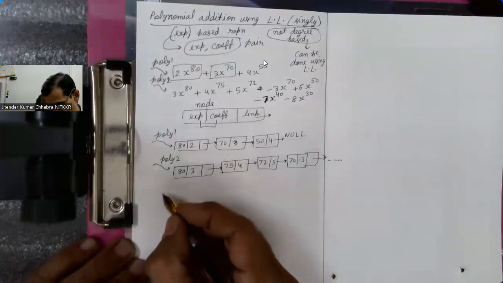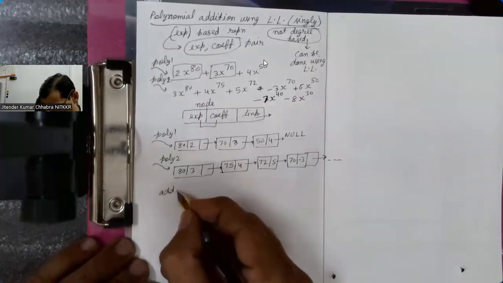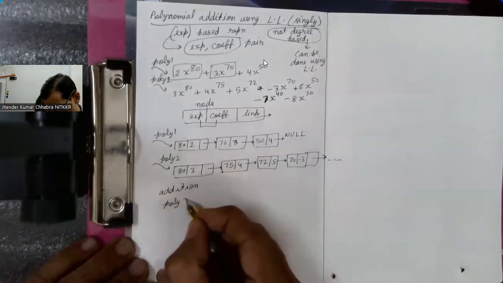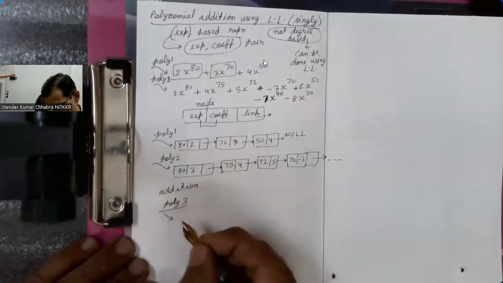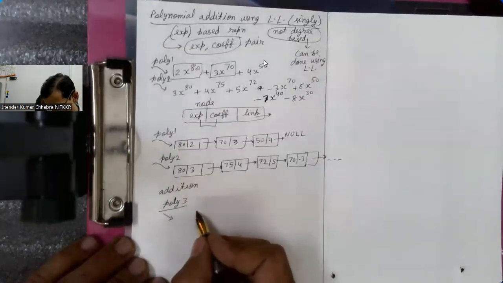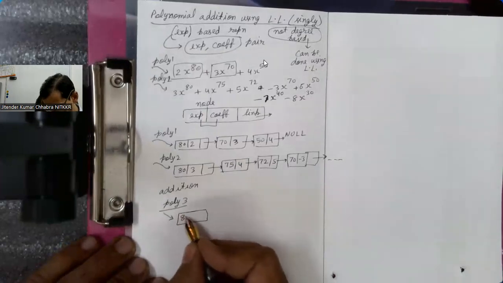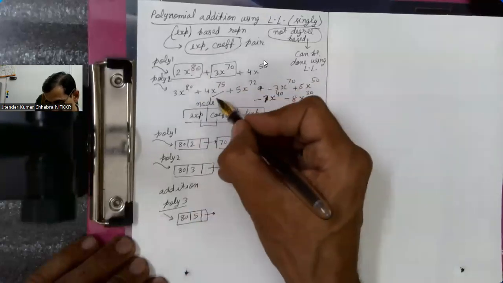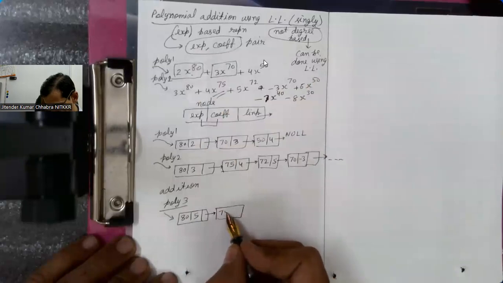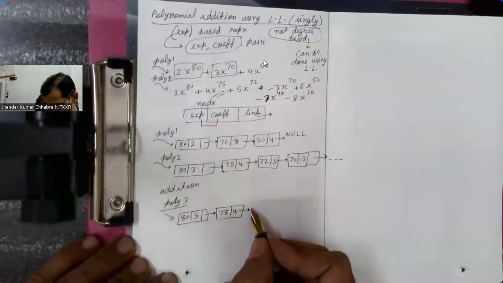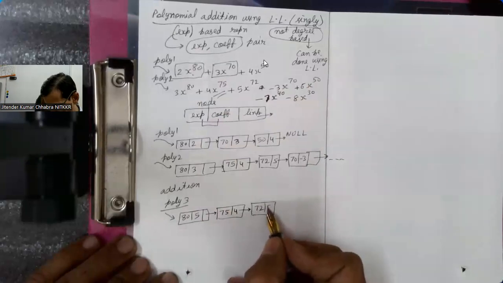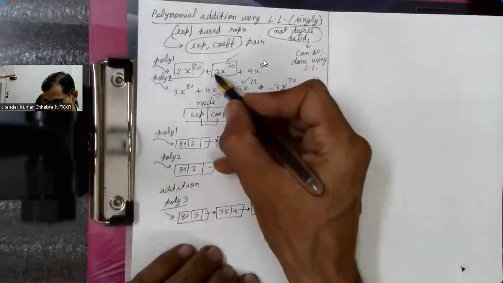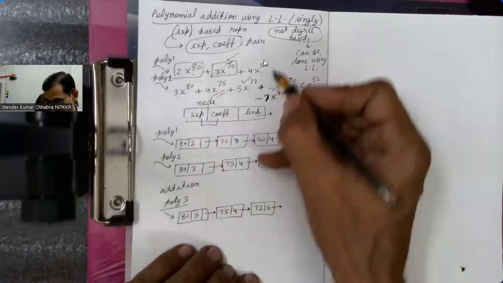I want addition to be done. Addition should mean that I generate a new polynomial named poly 3, which obviously becomes 5x raised to 80, so 80 with 5 as the first element. Then 4x to the 75 will come, so 75 with 4 as the next element, then 72 with 5 as the next element. Minus 3x raised to 70 plus 3x raised to 70 will cancel each other, so this term will not come.